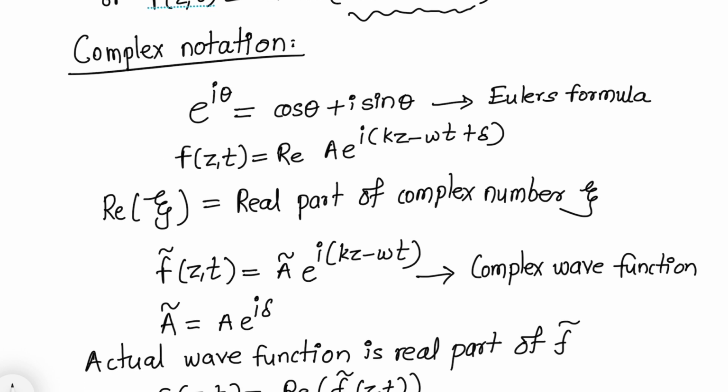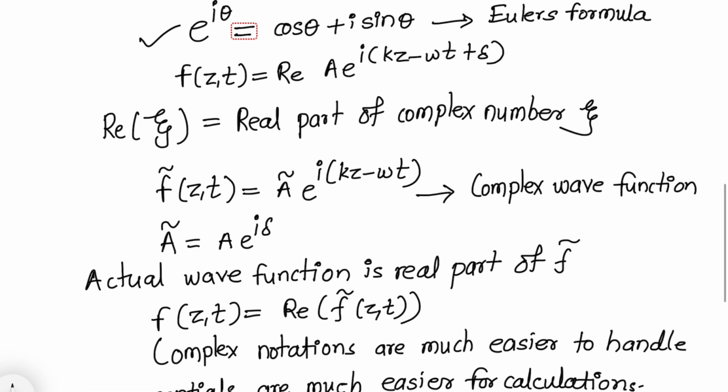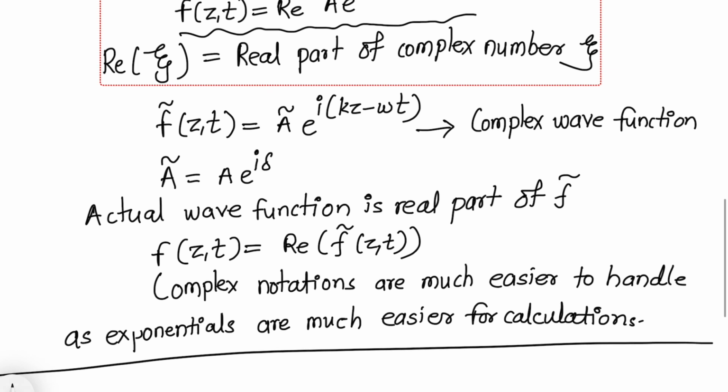There are complex notations as well. First of all we will use Euler's formula: e^(iθ) = cos θ + i sin θ. This gives us a much simpler way to represent the waves. So we can show that f(z,t) is equal to the real part of A e^(i(kz - ωt + δ)). This is the wave traveling along the positive z.